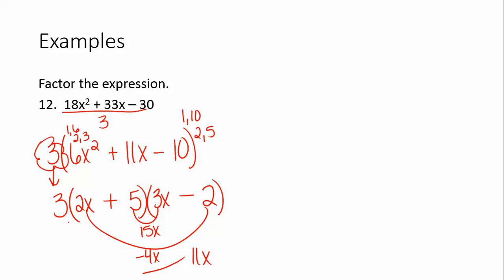And remember that this 3 has to be part of your answer. So when we factor that original expression, we factored out the 3 first, and then we factored the trinomial into 2x plus 5, 3x minus 2.